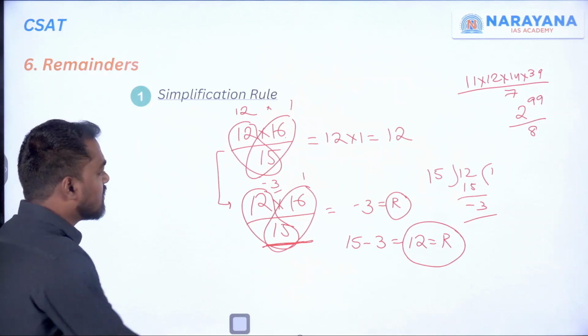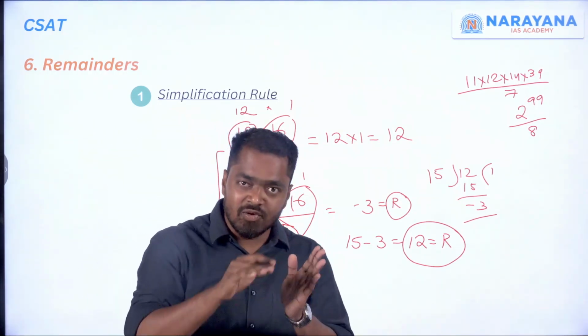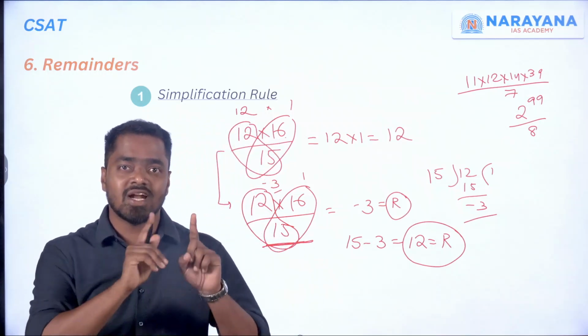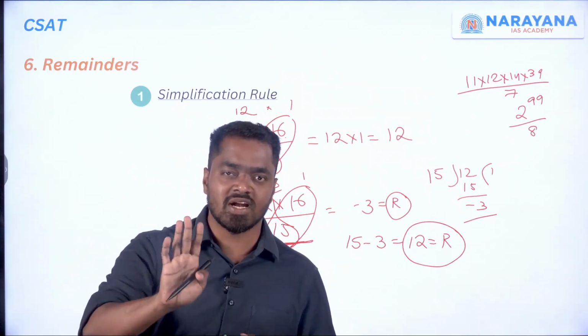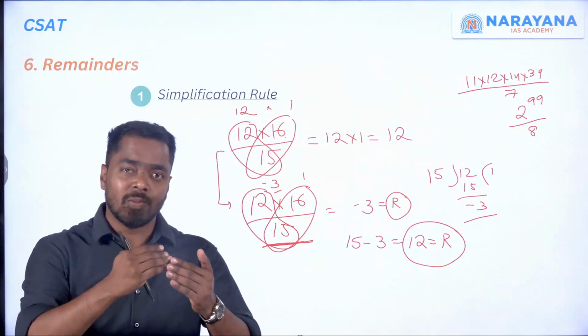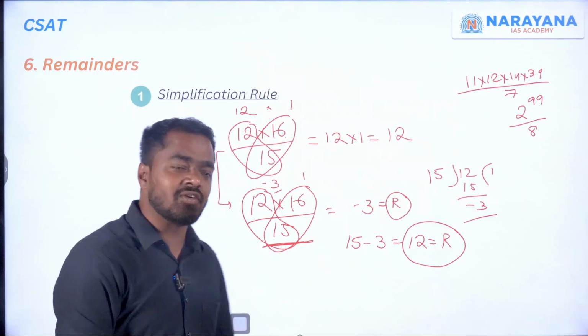Understood? So what is the simplification rule? You have to take the individual division process. In that you are getting individual remainders. Multiply those remainders, you will get the final remainder. To make the calculations further simple, you can apply the concept of negative remainder.